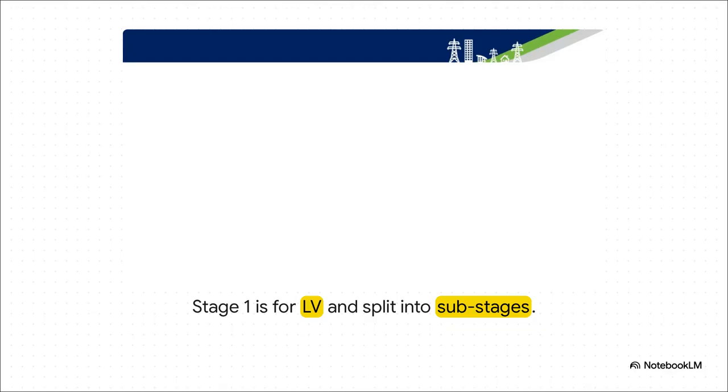Looking a bit closer, Stage 1 is completely designed for low voltage, and it's split up into substages 1A through 1D. What's actually pretty cool here is that smaller connections can be fast-tracked.